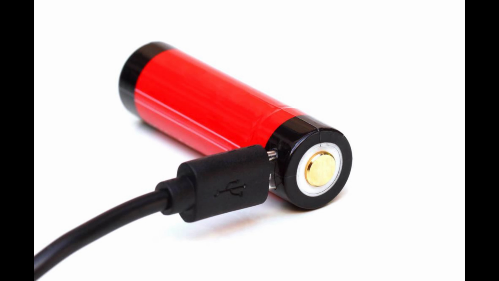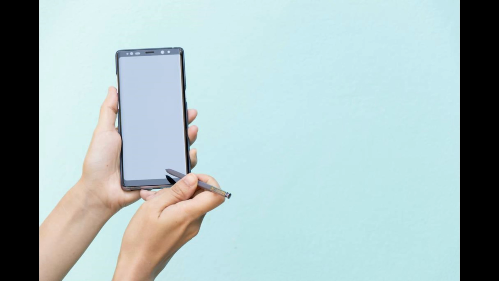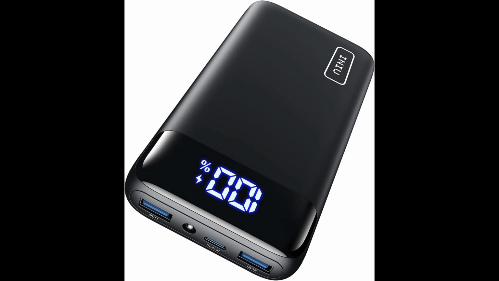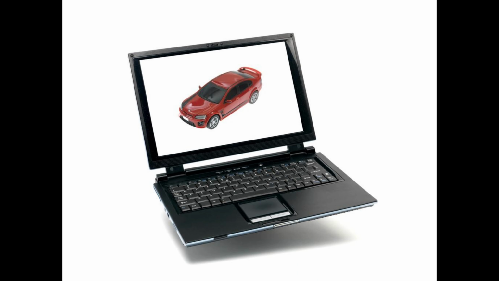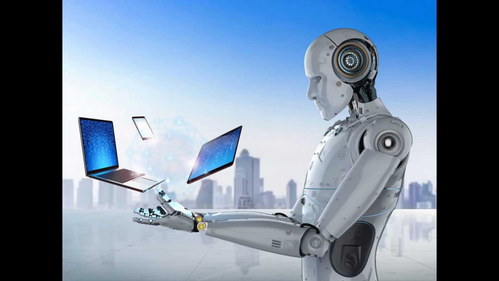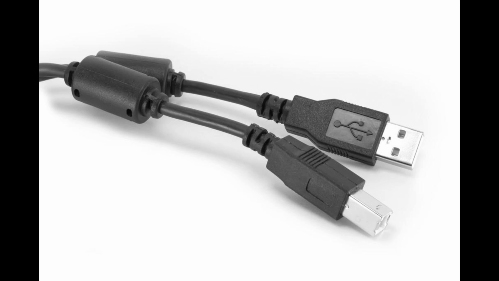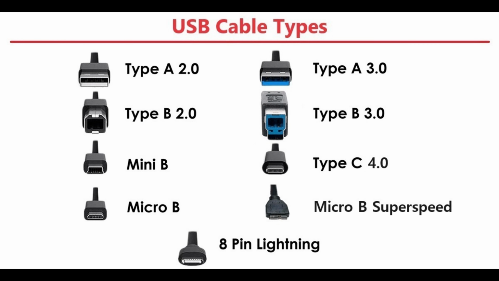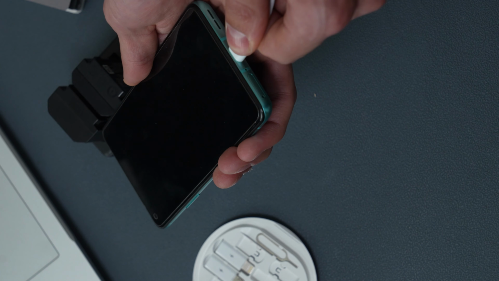Most of today's rechargeable devices, such as cell phones, flashlights, rechargeable battery packs, computers, and other gadgets, use USB-C ports and cables. Although many devices still use USB-A and USB-B configurations of several shapes and sizes, USB-C is becoming the industry standard because of its superior data transfer rates and power capacities.